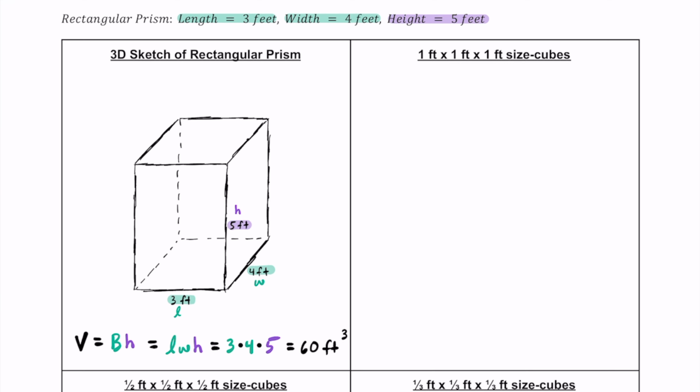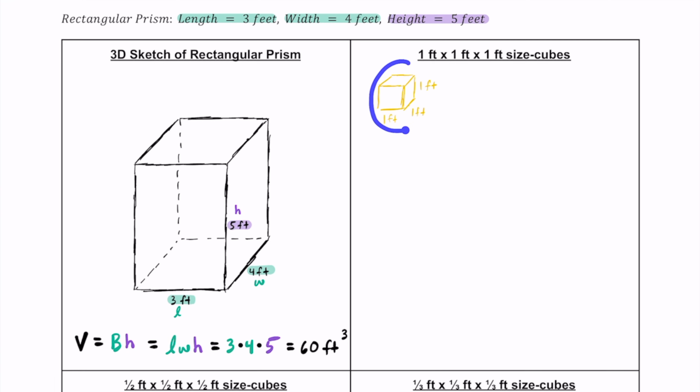Okay, so now that we know what the volume of this rectangular prism is, let's see if we can figure out how many 1 by 1 by 1 foot size cubes would fit inside of this rectangular prism. I'm going to start by drawing a unit cube to see what that would look like. So I'm going to draw a square, and then draw some dimensions that would make all the faces squares. So this is going to be 1 foot by 1 foot by 1 foot. So the question is how many of these little cubes would fit inside of the entire prism to the left?